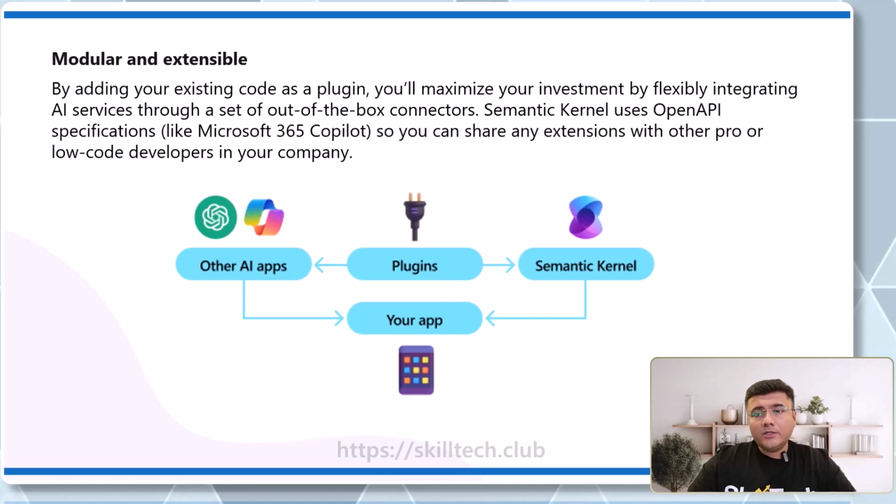Because Semantic Kernel uses the OpenAPI specification like Microsoft 365 Copilot. So you can share any extension with other pro-code or low-code developers in your company, and basically whatever is developed by one particular team of the company can be reused multiple times, and Semantic Kernel is going to make it possible with ease.